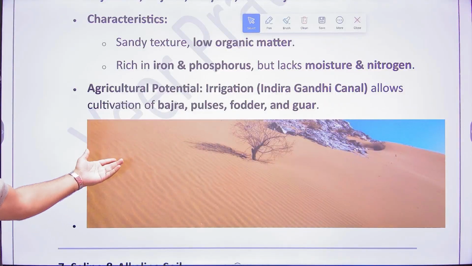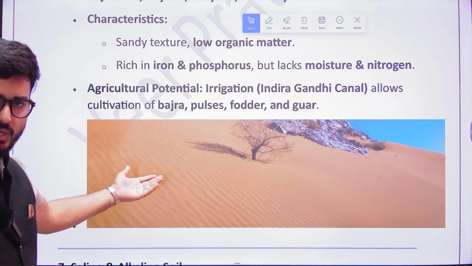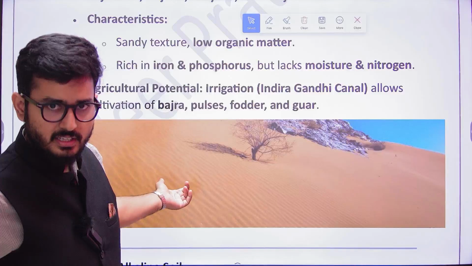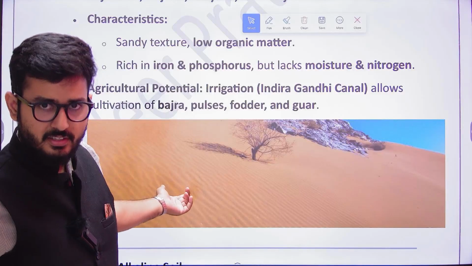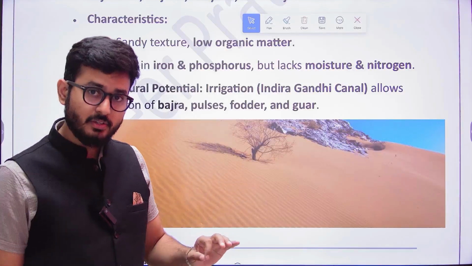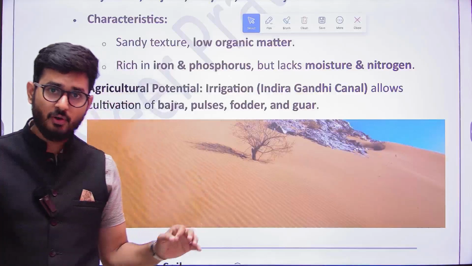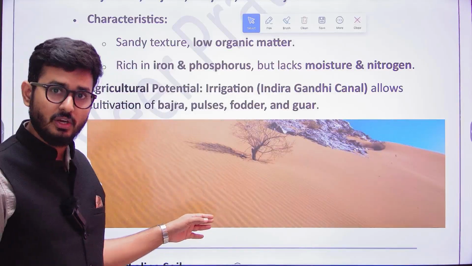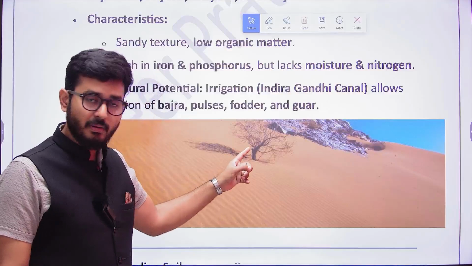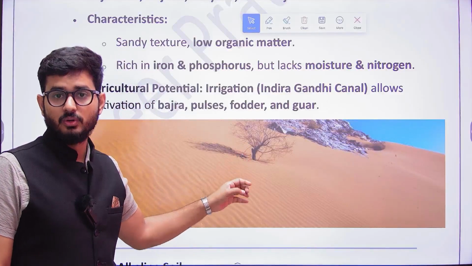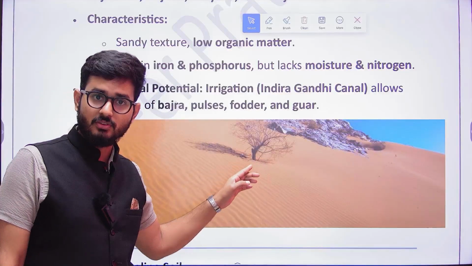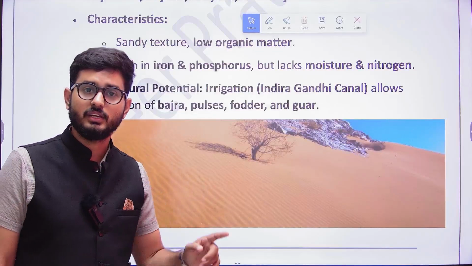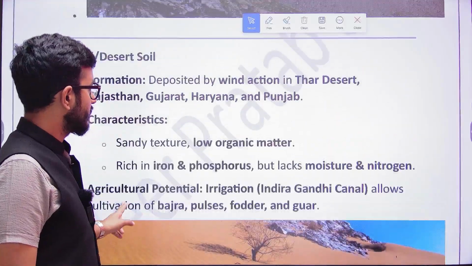Can we grow anything here? No. Is there organic content prevalent here? No. Are there microorganisms prevalent here? No. Is it totally devoid of any flora? Is there no flora found in any part of the soil? Wrong. There will be some flora found here. The only difference is that the flora found here will have different characteristics compared to the flora found in other areas. So that is one thing.